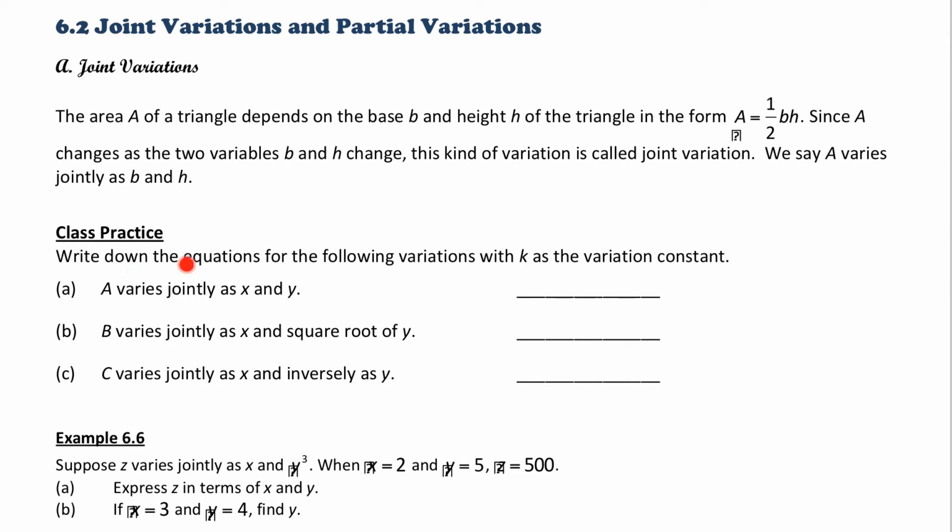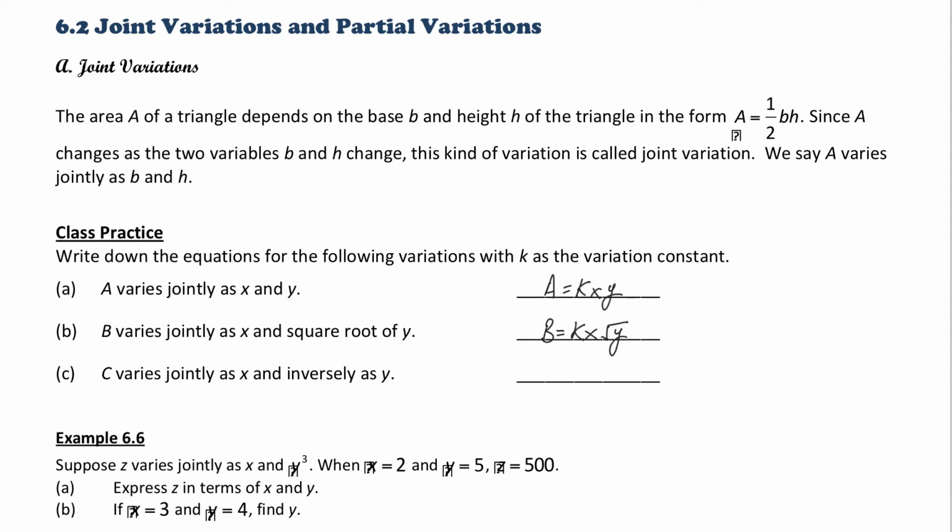Class practice. Write down the equations for the following variations with k as the variation constant. A varies jointly at x and y. So A is equal to kxy, because with jointly, the relation between x and y is multiplication. Same, B varies jointly at x and square root of y. So B is equal to k x times square root of y.